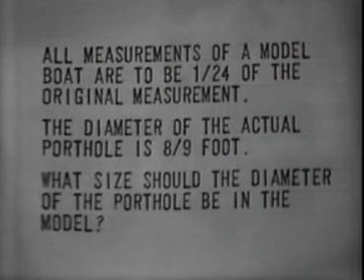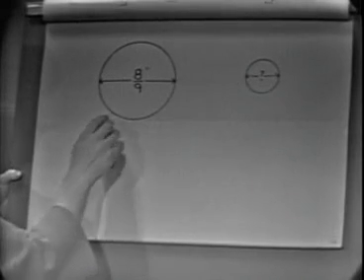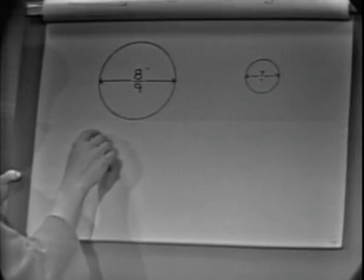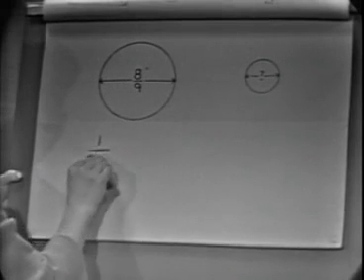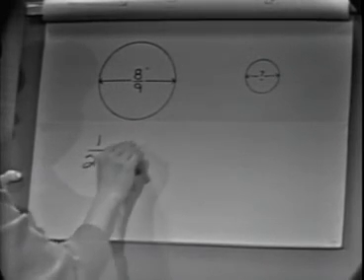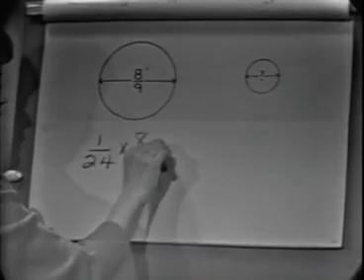All measurements of a model boat are to be 1/24th of the original measurement. The diameter of the actual porthole is 8/9 foot. What size should the diameter of the porthole be in the model? Again, we can associate with that physical situation the mathematical sentence 1/24th times 8/9 is equal to what number?